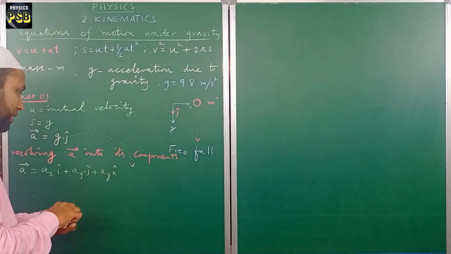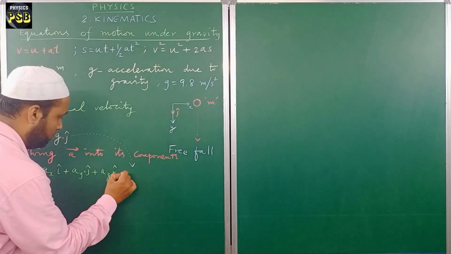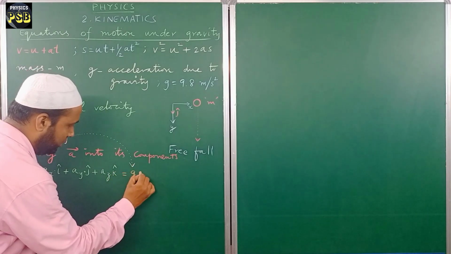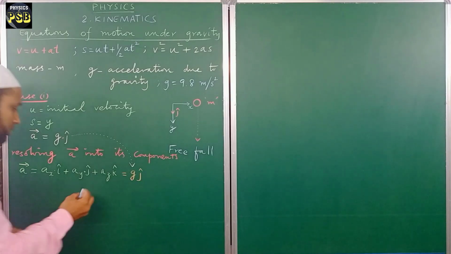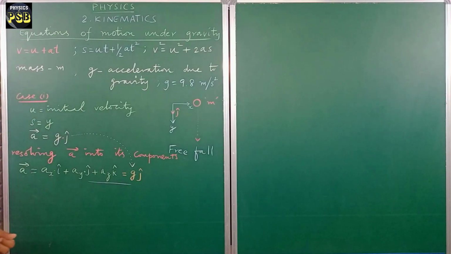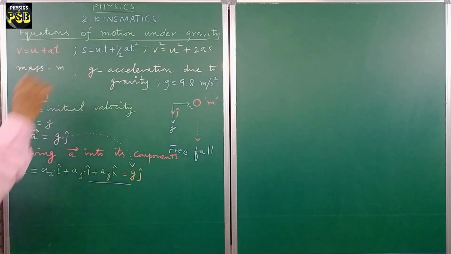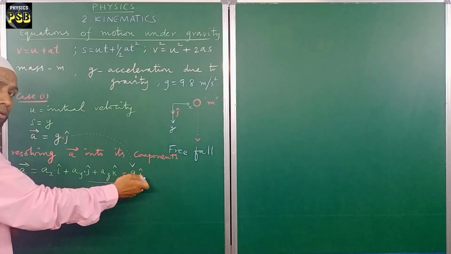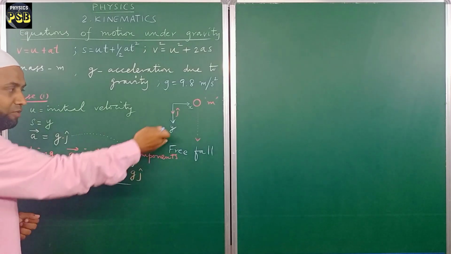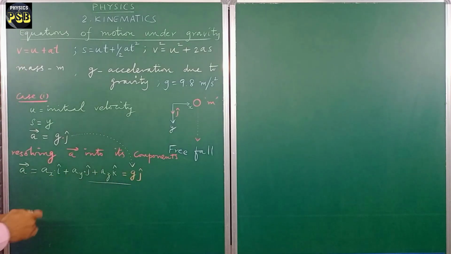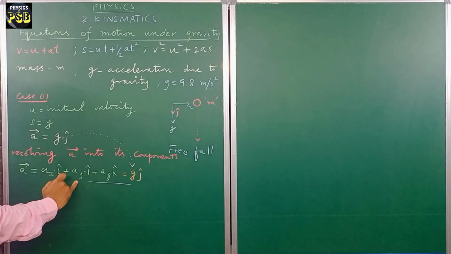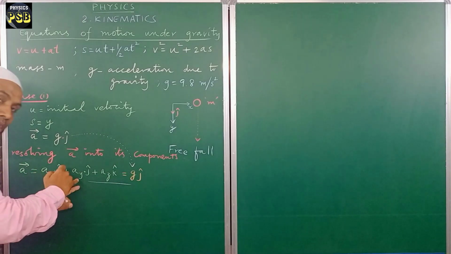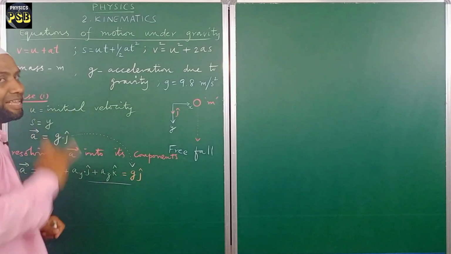Okay, so what I'll get will become equal to j cap. Fine. Now I'm going to compare these two parts. On comparison, see what I get. On this side I have got only one unit vector, that is a j cap acting along the y-axis. Here I have got three components. This is the component of the vector acting along the x-axis. This is the component of the vector acting along the y-axis. This is the component of the vector acting along the z-axis.